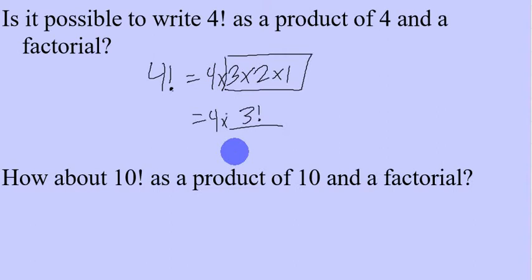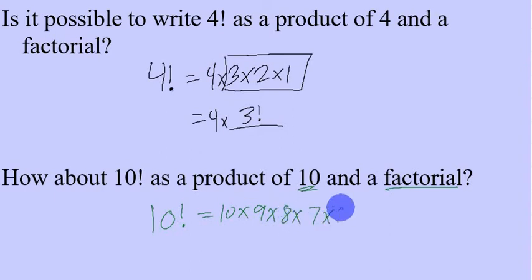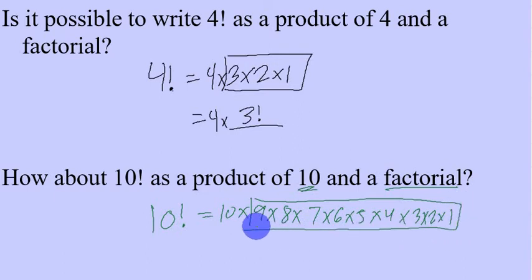And that is the similar case if we're going to use it with 10. So, if we're going to have 10 factorial as a product of 10 and a factorial, 10 factorial is 10 times 9 times 8 times 7 times 6 times 5 times 4 times 3 times 2 times 1. If we're going to separate 10, we're going to be left with the expression I just boxed, which is 9 factorial. So we can have 10 factorial as 10 times 9 factorial.